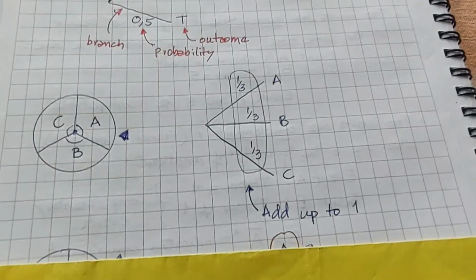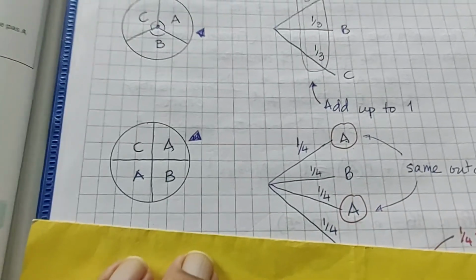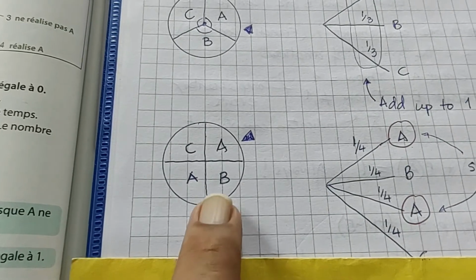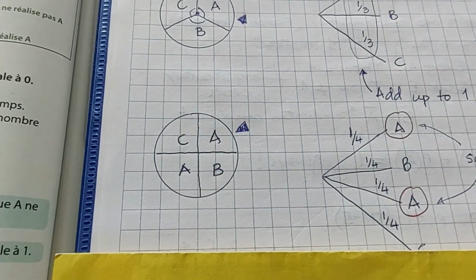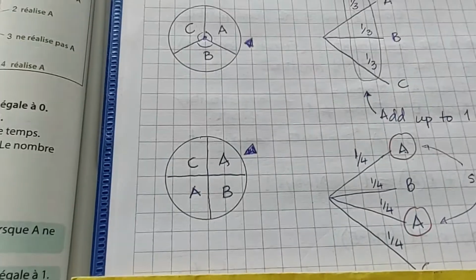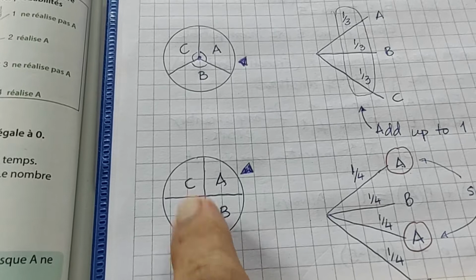Okay, right. Let's take another example. So now we have a similar pinwheel but with 4 sectors, each occupying an equal amount of space on the pinwheel. So, but here we have A, B, A and C.